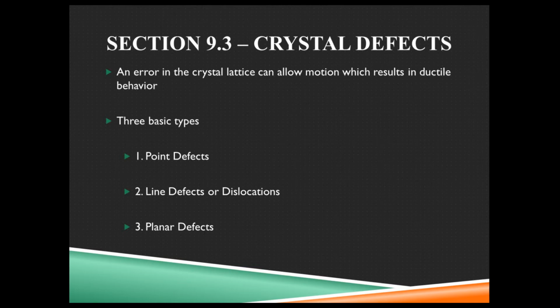Now, there are three types of imperfections or defects. There's a point defect, a line defect, also known as a dislocation, and there are planar defects. So 0 dimensions, 1 dimension, and 2 dimensions.